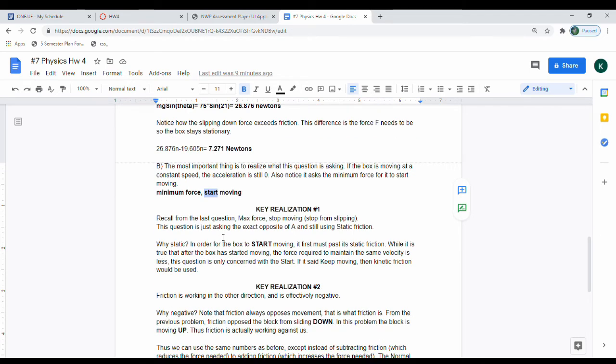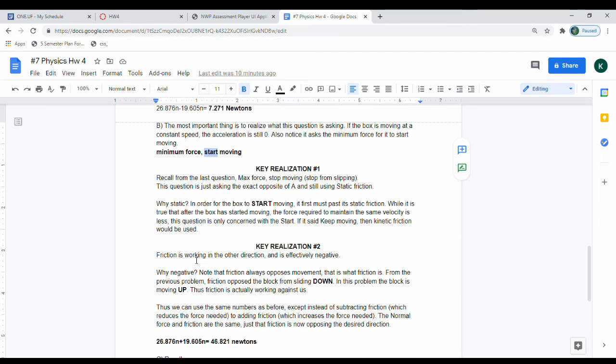For this question, we still have to use static friction, even when they say moving. But why? Because for it to start moving, it needs to first go from not moving to moving. It needs to pass the static friction threshold. It's true that after it starts moving, the force that you need to keep the same velocity is less. But this question is only asking for the start. If it said keep moving, you would use kinetic friction.